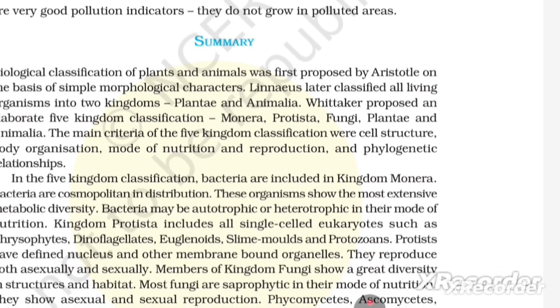Summary: biological classification of plants and animals was first proposed by Aristotle on the basis of simple morphological characters. Linnaeus later classified all living organisms into two kingdoms, Plantae and Animalia. Whittaker proposed an elaborate five-kingdom classification: Monera, Protista, Fungi, Plantae, Animalia. The main criteria of the five-kingdom classification were cell structure, body organization, mode of nutrition and reproduction, and phylogenetic relationship. In the five-kingdom classification, bacteria are included in kingdom Monera.